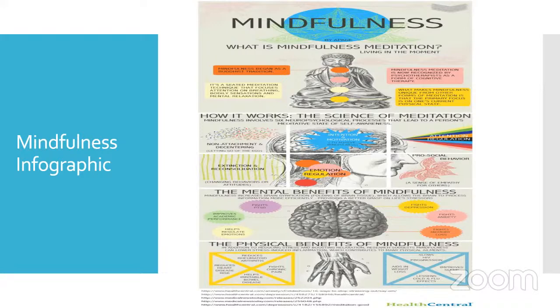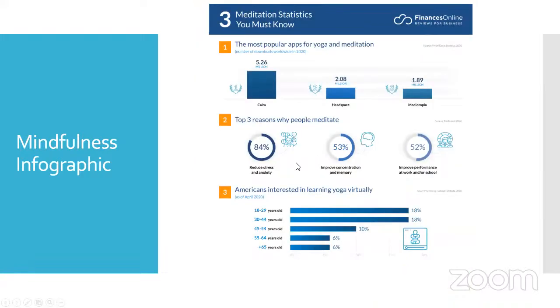Now, next slide. This is also one of the infographics we are using. This is a data-based infographic of mindfulness, and it is American data. There they are using yoga and meditation apps. You can see the most popular app is Calm, with 5.26 million people using it. Then Headspace at 2.08 and Meditopia at 1.89.